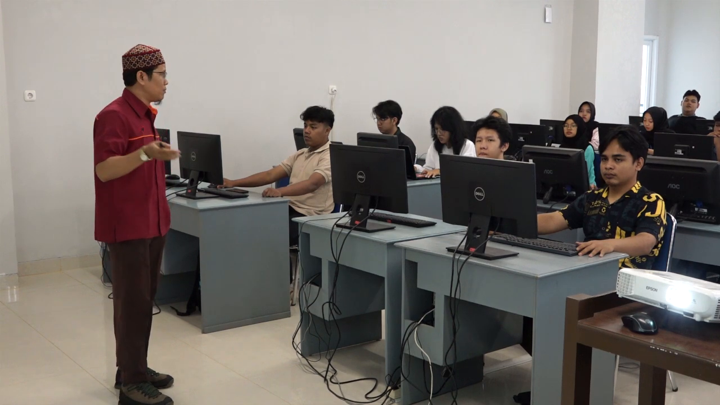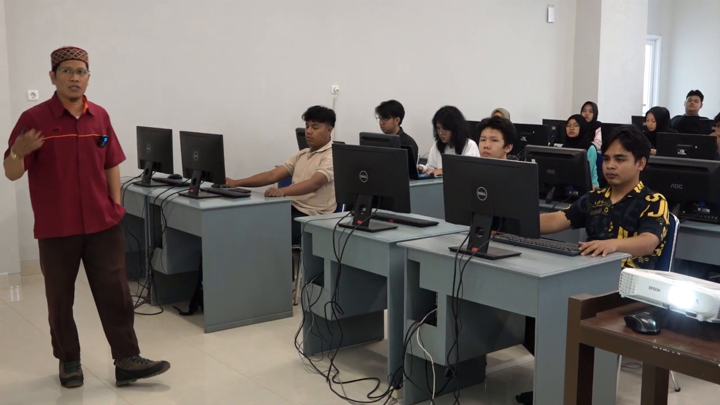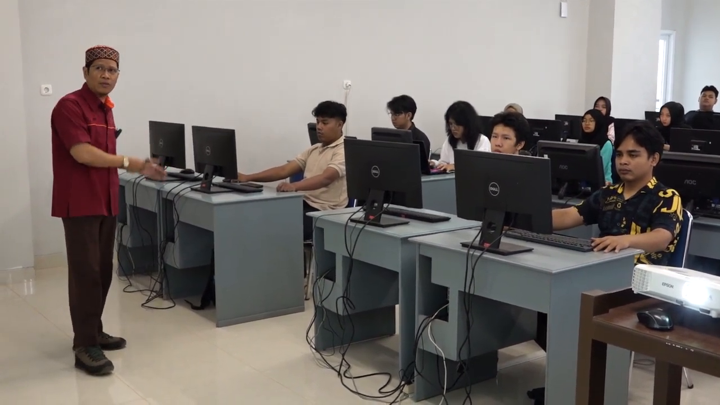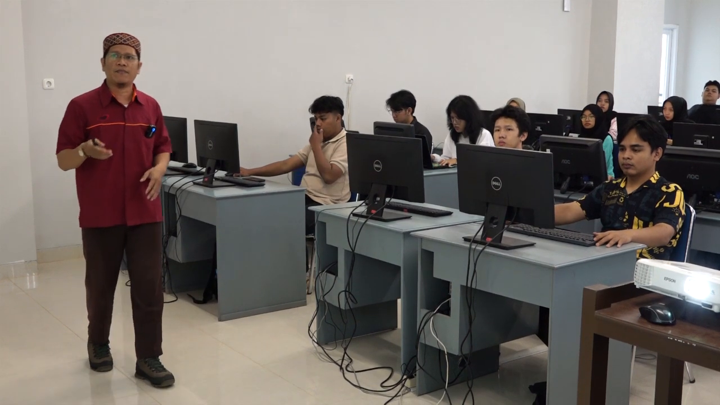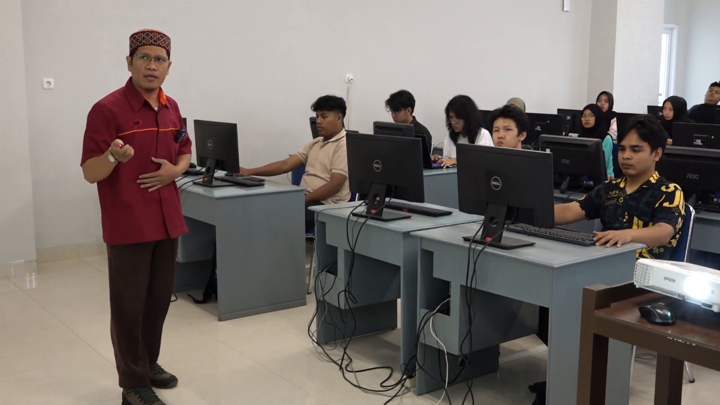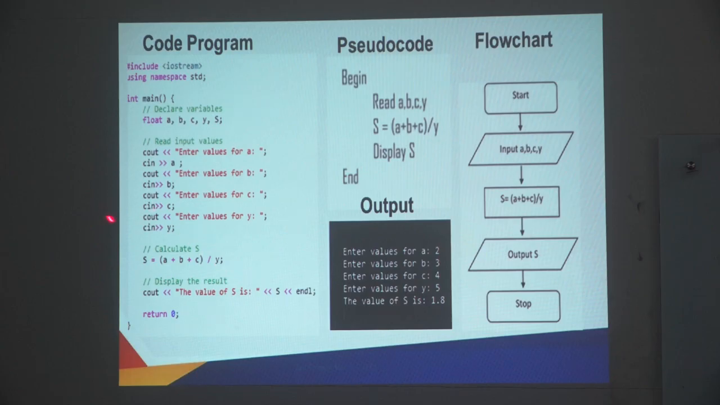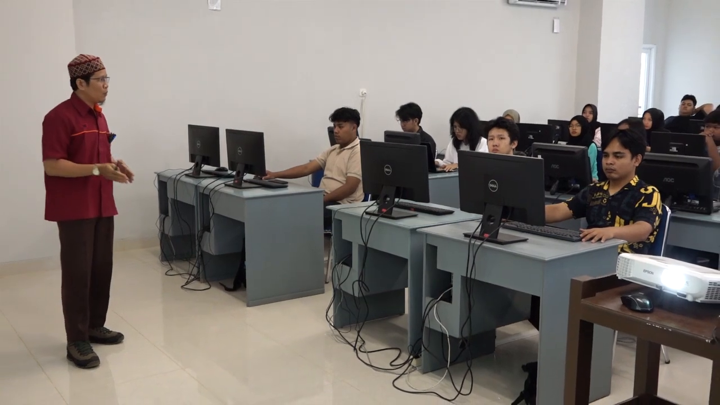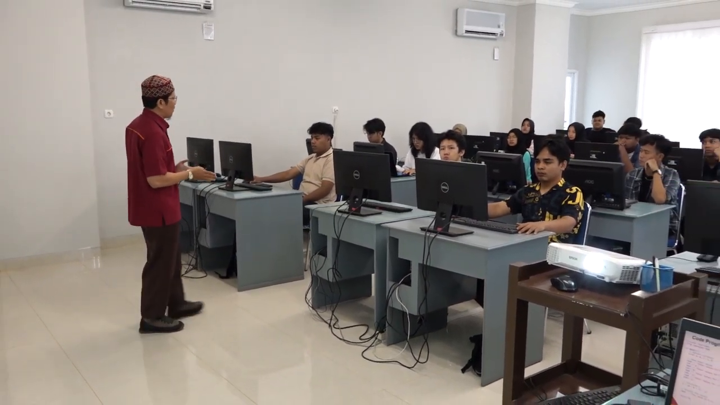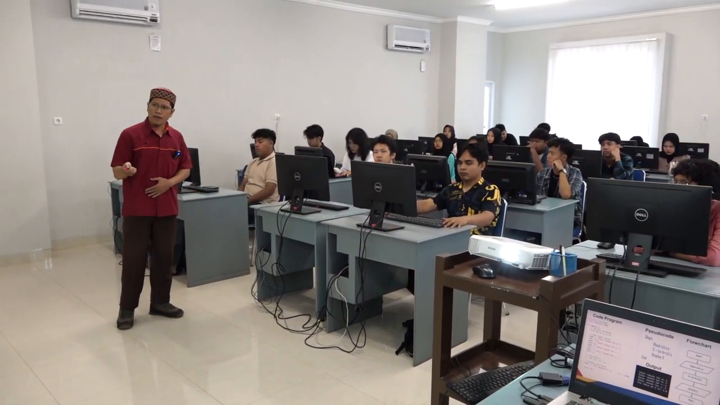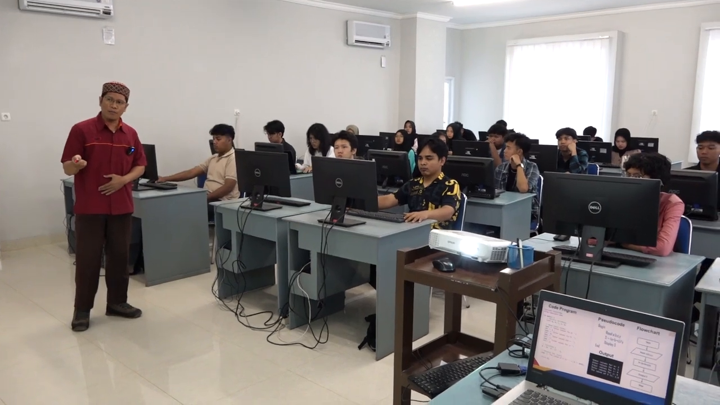The integer main is the body of our program, and we have symbols and variables, since variables were discussed a few weeks ago. Here we have 5 variables: A, B, C, Y, and S. And we declare the data type as floating point. Why do we use floating point? Because there is a probability of having decimal numbers here.